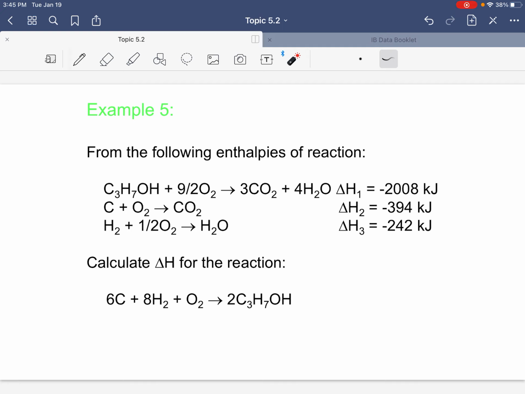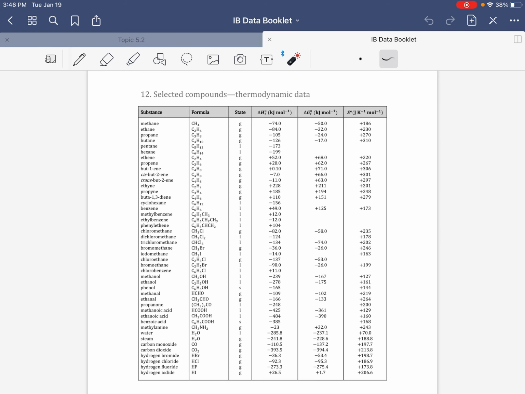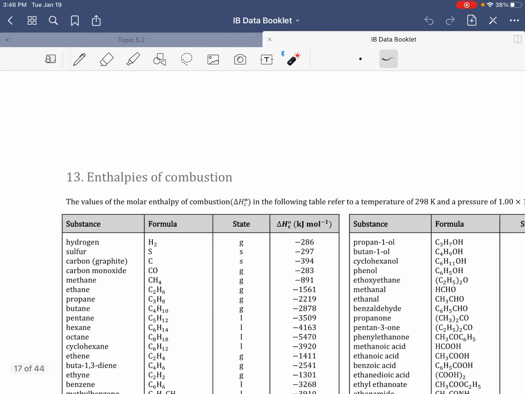Now, again, there's a lot of reactions out there. Oh my goodness, there's a lot of reactions out there. But there are just some reactions under standard conditions that you probably don't want to touch. Predominantly combustion. You don't want to find delta H of combustion of stuff. Is it hard? It's kind of hard. Is it accurate? Maybe. Is it dangerous? Absolutely. So instead of getting a calorimeter and finding out the combustion of stuff, there is this in the IB booklet, chapter 12 and chapter 13.